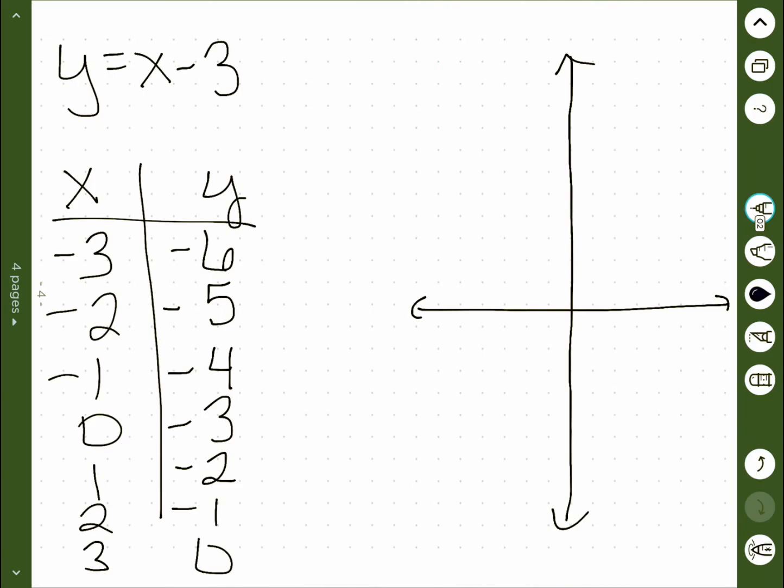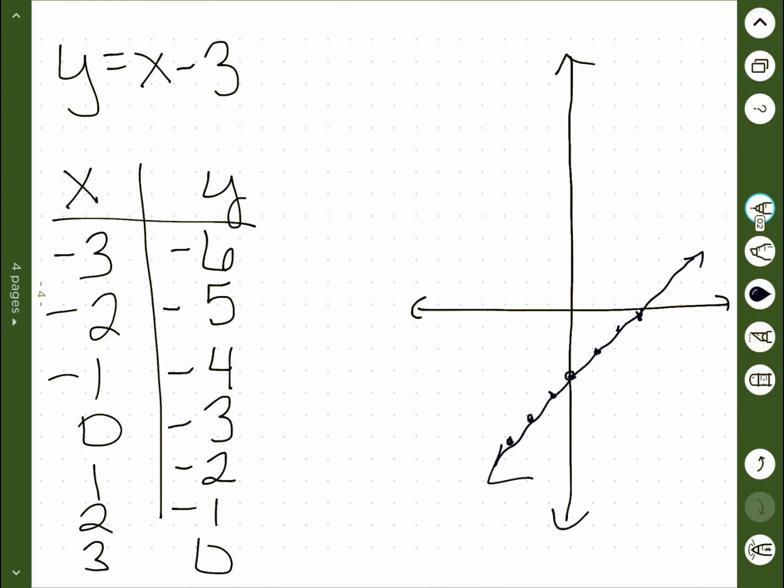We can start with -3, -6. -2, -5. -1, -4. 0, -3. 1, -2. 2, -1. And 3, 0. And we can see that these actually lie very nicely along a straight line. So now we've graphed this line.